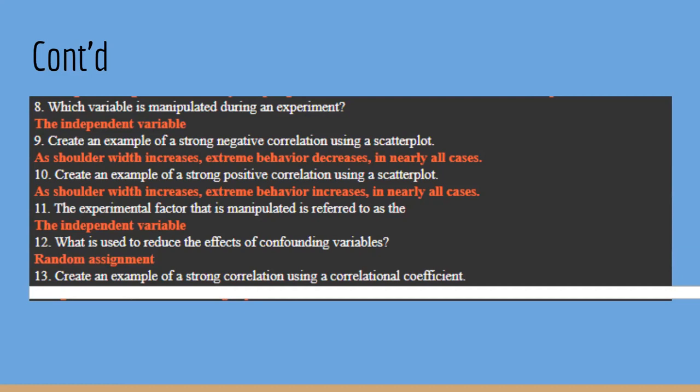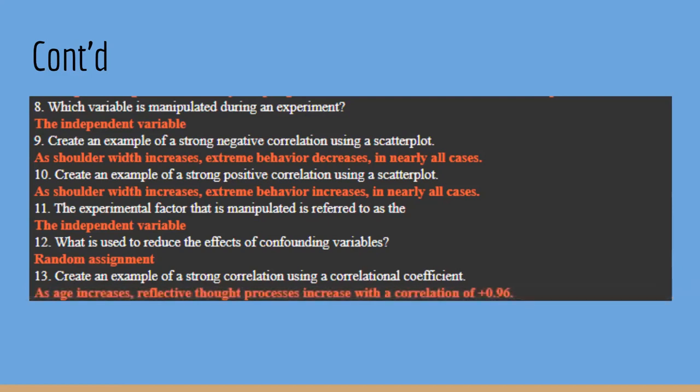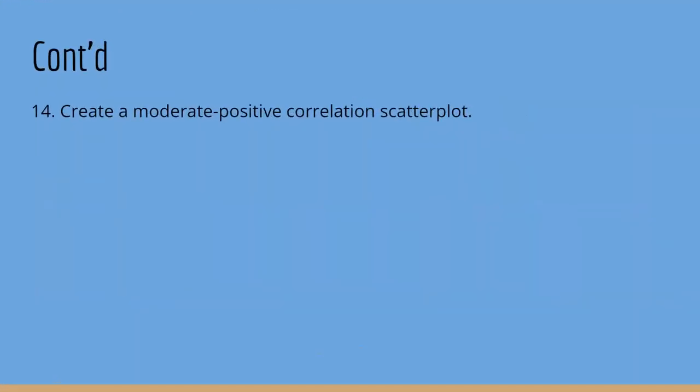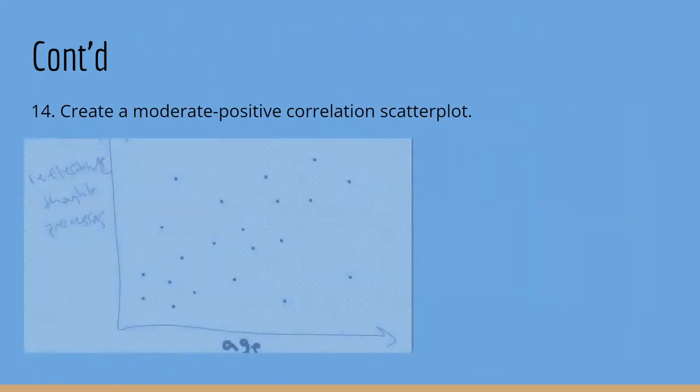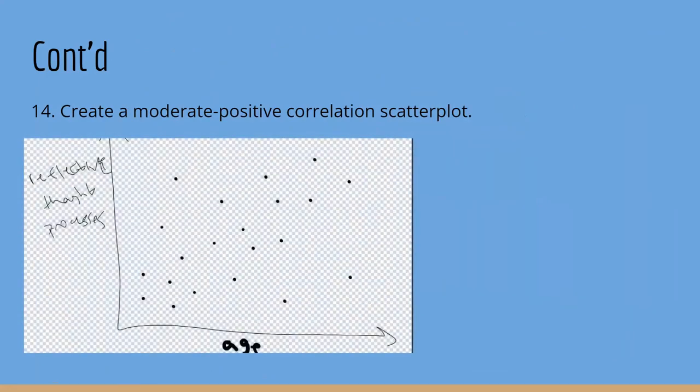Create an example of a strong correlation using a correlational coefficient. So remember, it's got to be close to -1 or +1. So 0.96, that's a good one. Okay. Create a moderate positive correlation scatter plot. So that means it's going to be kind of going up, but not super close together dots. As age increases, reflective thought process increases.